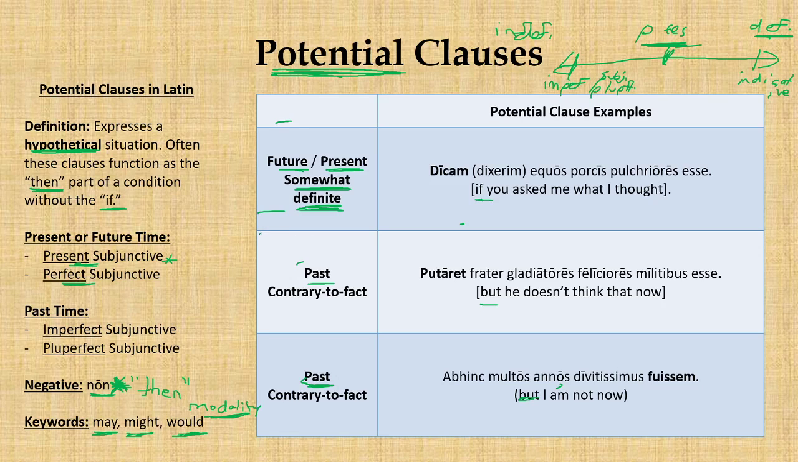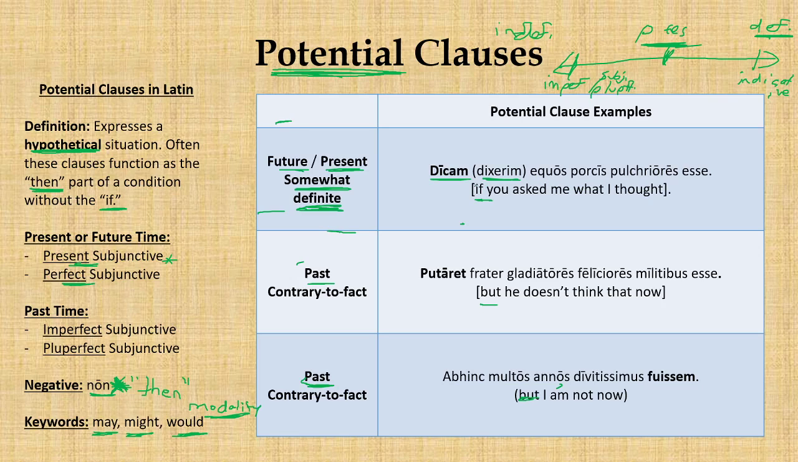Without further ado, let's take a look at a few of these examples to get us started. I've given a couple different ways of starting this. Dicam or dixerim, equos porcis pulchriores esse. I would say, or I would have said, that horses are more beautiful than pigs, which I think is a pretty objective fact. Maybe not to some people, but for the most part, I would say so.